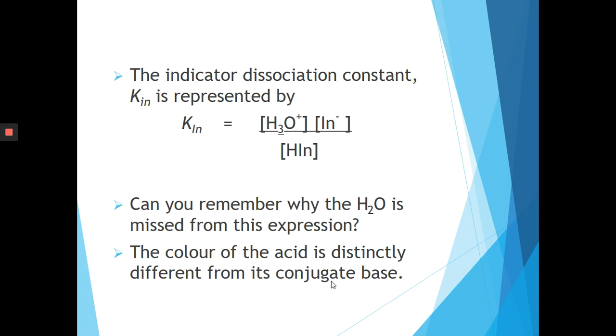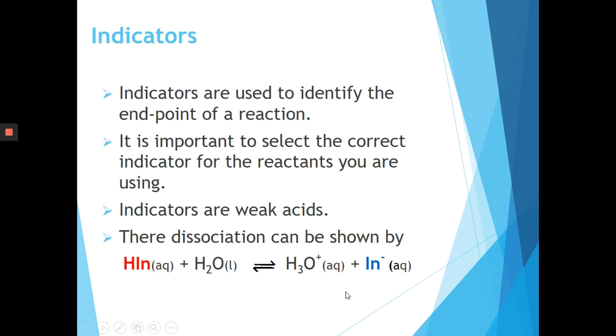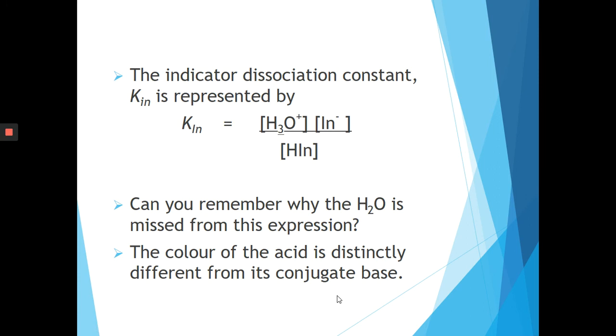Because it's a weak acid, it's going to be a dissociation constant. It's represented by KIn, and we've got H3O positive times In negative. So that's the two substances from the right-hand side, the concentration of them, divided by the concentration of our original acid. Water's not there. Can you remember why?